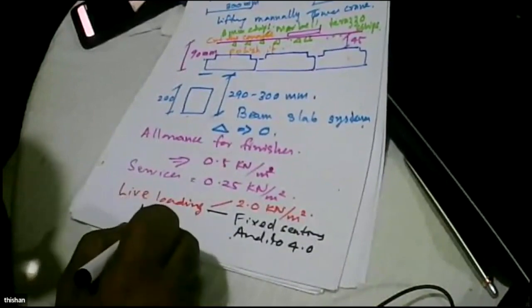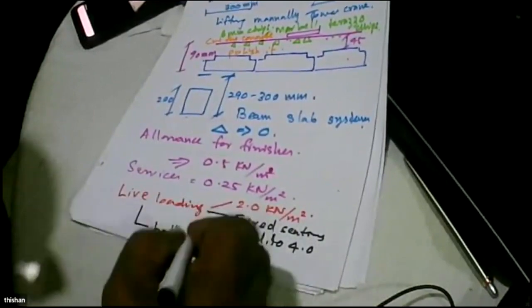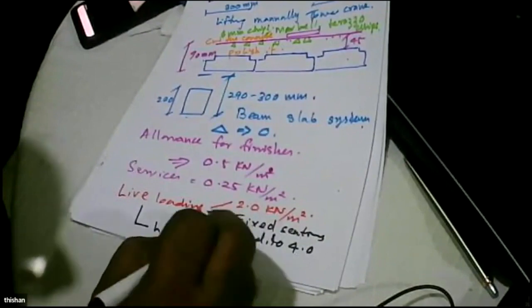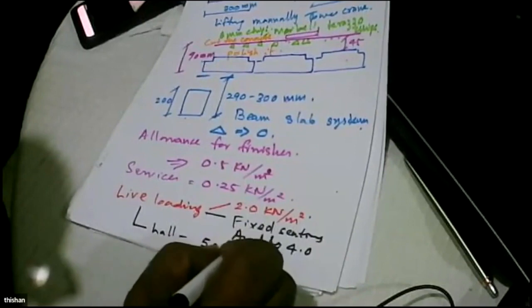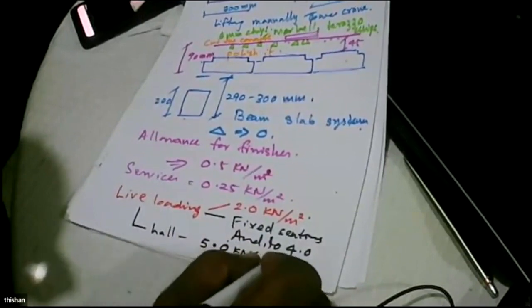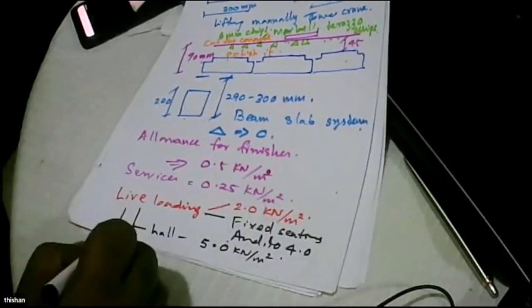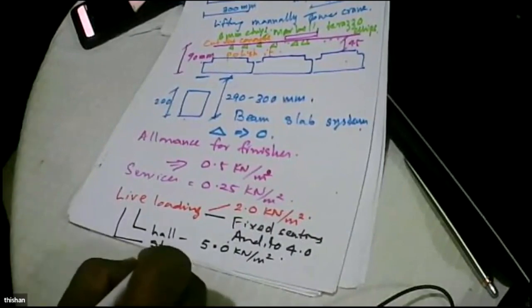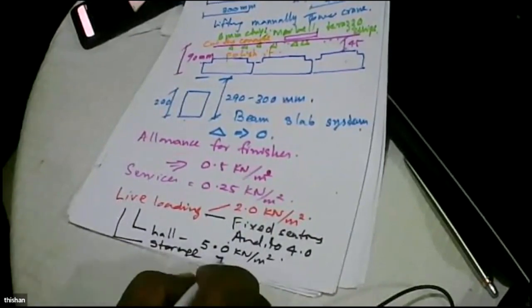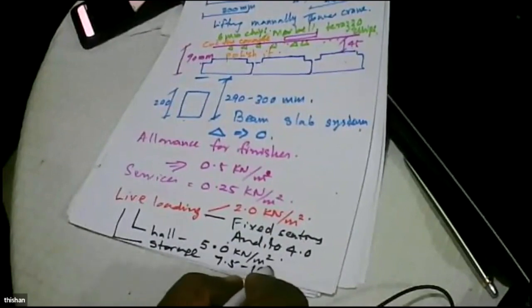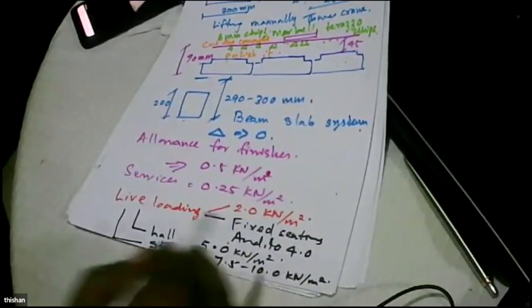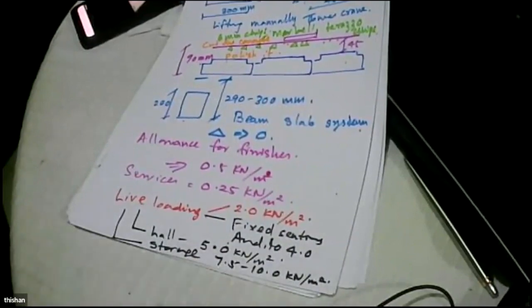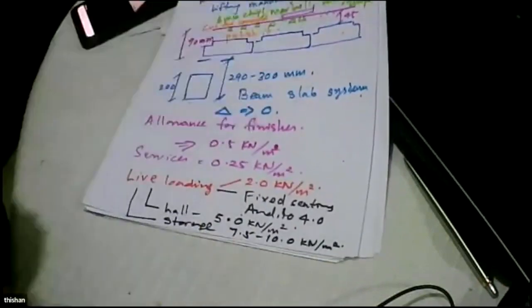On the other hand, we can have a hall with no fixed seating. Then we use 5. And we can also use it for storage. Then we use 7.5 to 10. You can go for 7.5 to 10 kilonewtons per meter square.